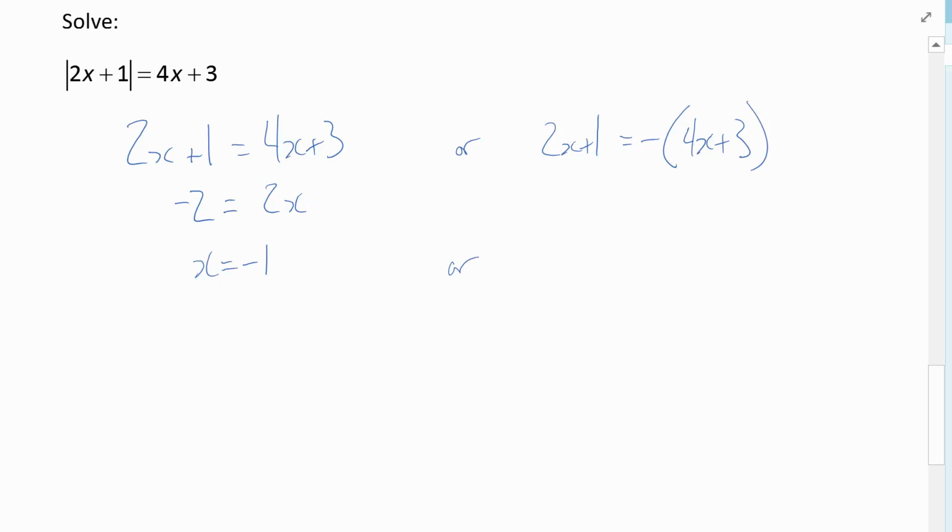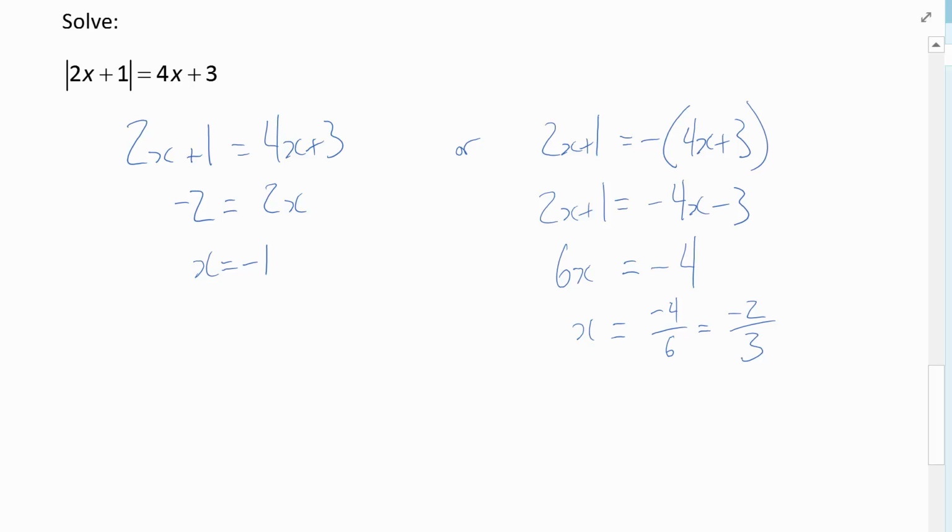Or again over here, we have 2x plus 1 equals negative 4x minus 3. So add 4x to both sides, I get 6x. Subtract 1 from both sides equals negative 4. Dividing both sides by negative 6, I get x equals negative 4 over 6, which of course reduces to negative 2 over 3.